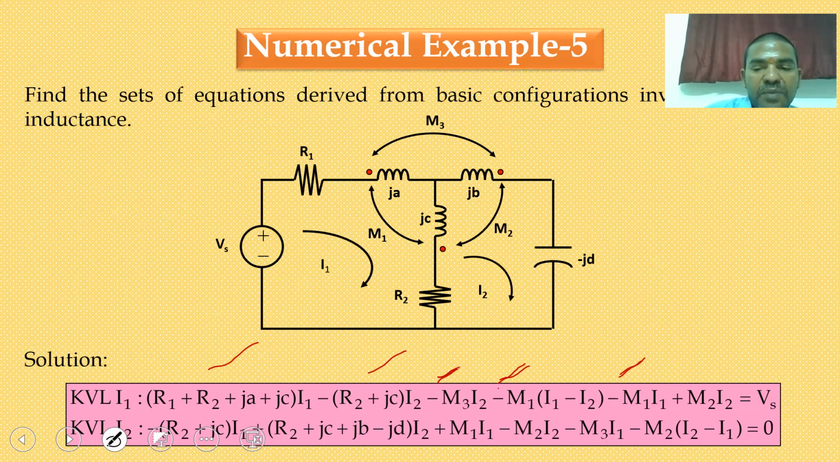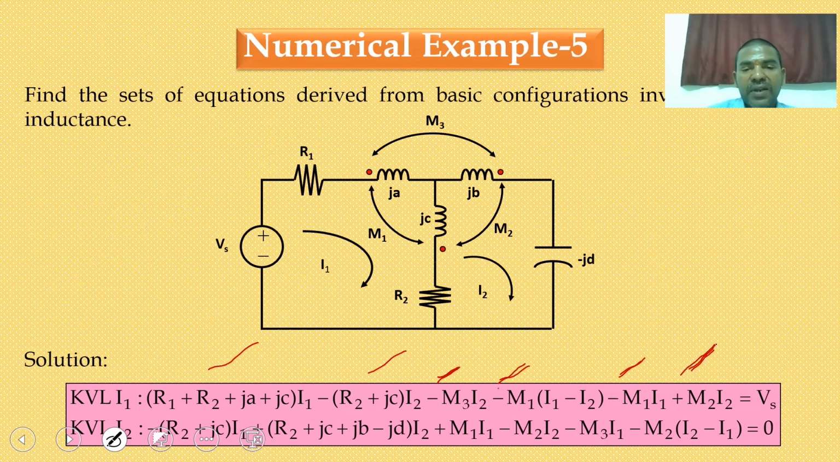So that mutual inductance is plus, so plus M2 into I2. Okay, so now coming to the second equation. With respect to I1 current it is minus R2 plus JC into I1, and the second loop R2 plus JC plus JB minus JD into I2. So these are the voltage drops across the parameters in the loop.